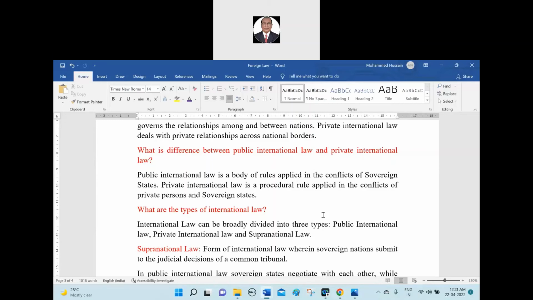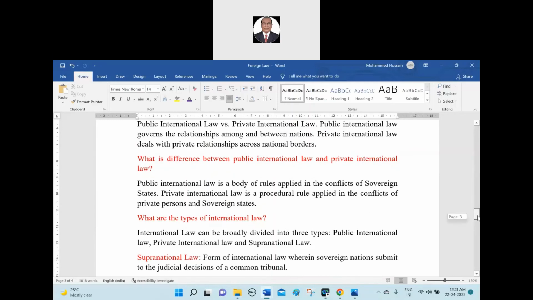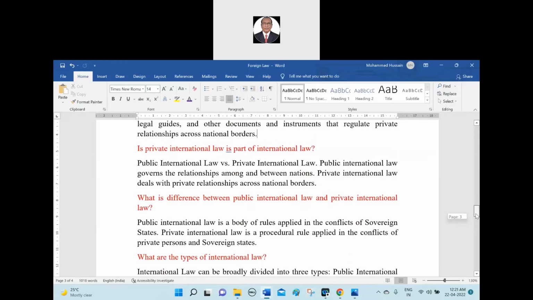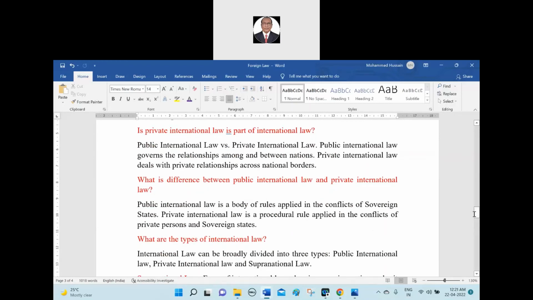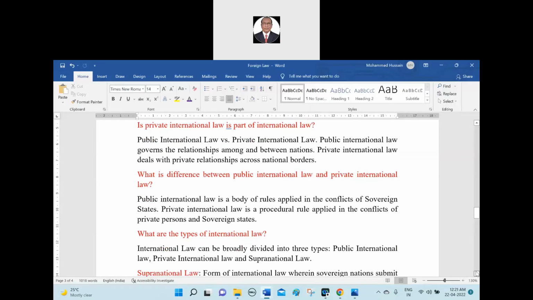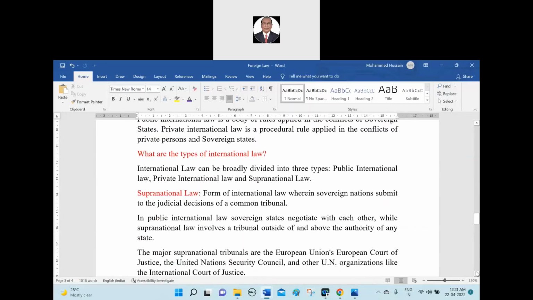Yes. Now, what are the types of international law? Do you have an idea at least what the types are? Yes, tell me. I am aware of two. Yes, Prof. So you know only public international law and private international law. But there is supranational law also. So international law is divided into public international law, private international law, and supranational law.